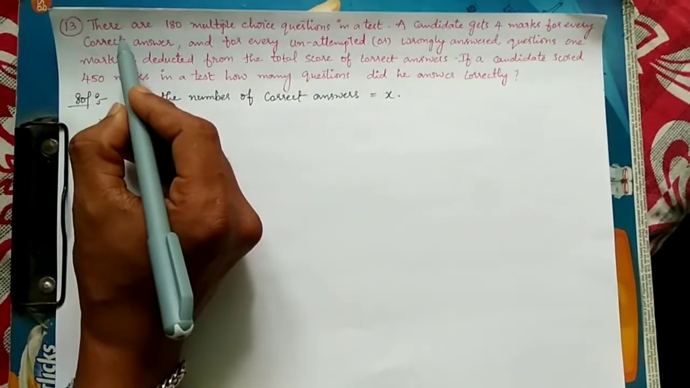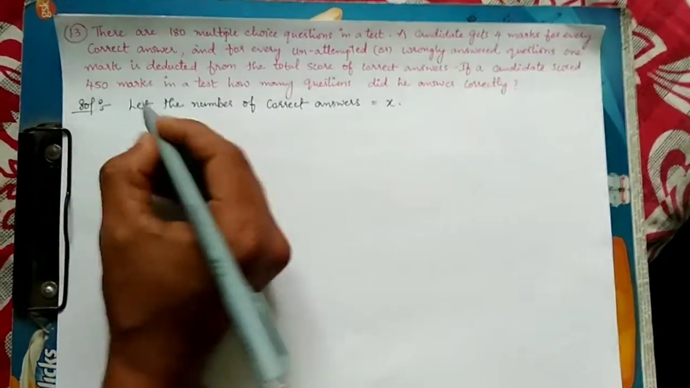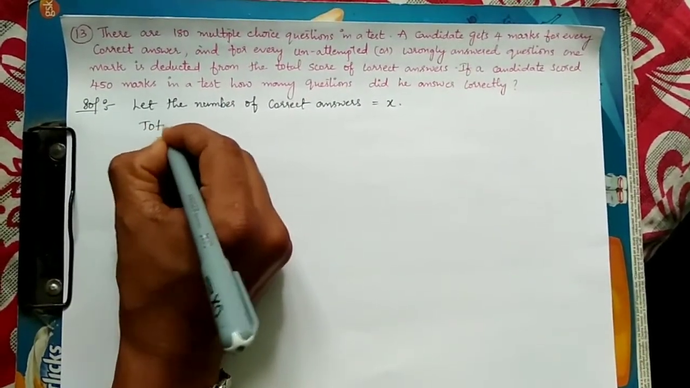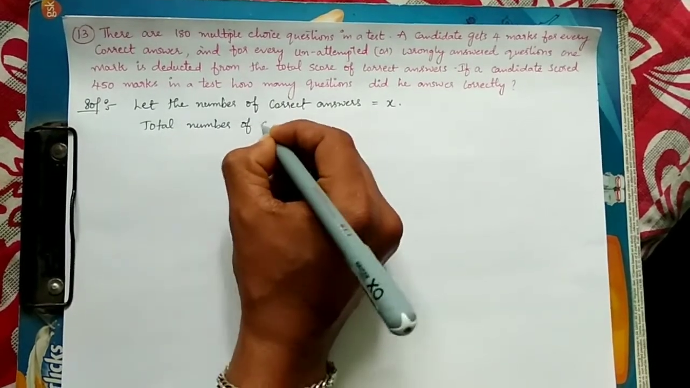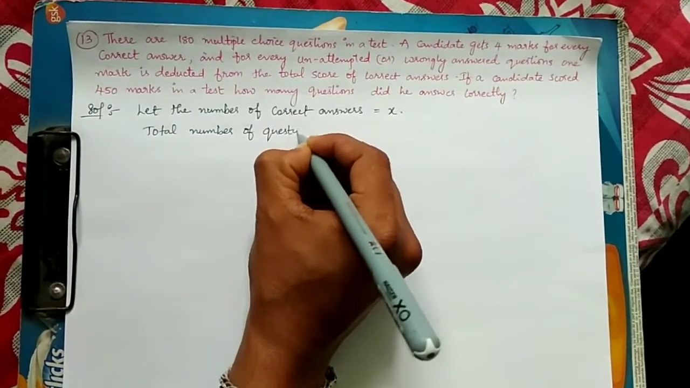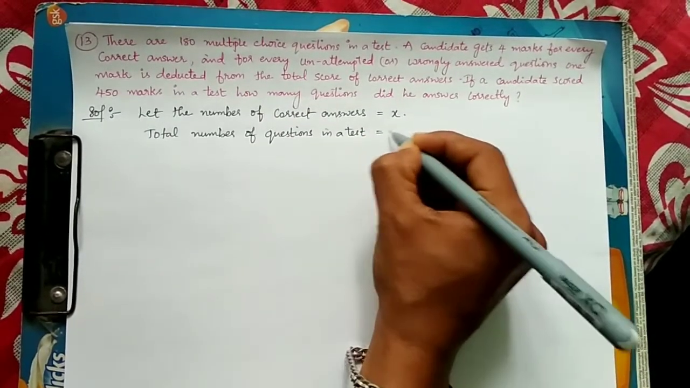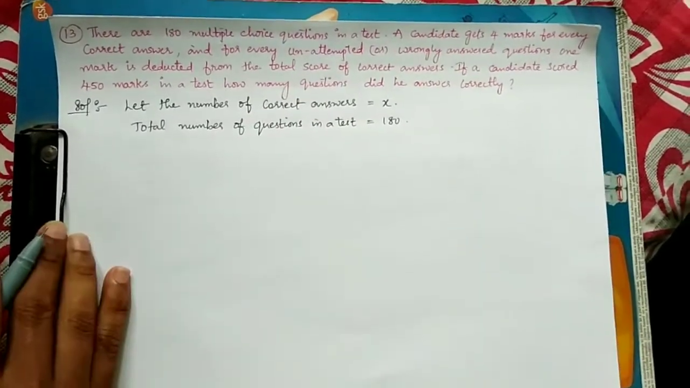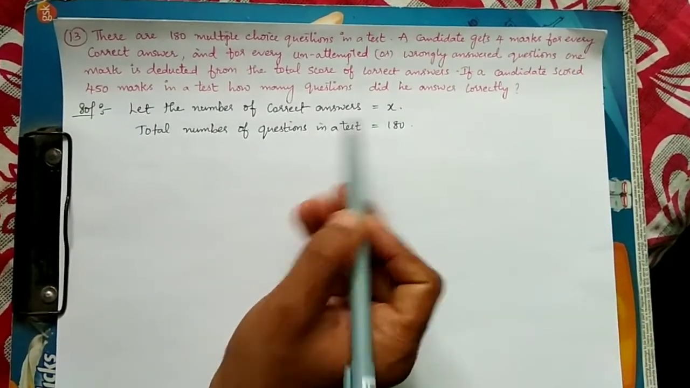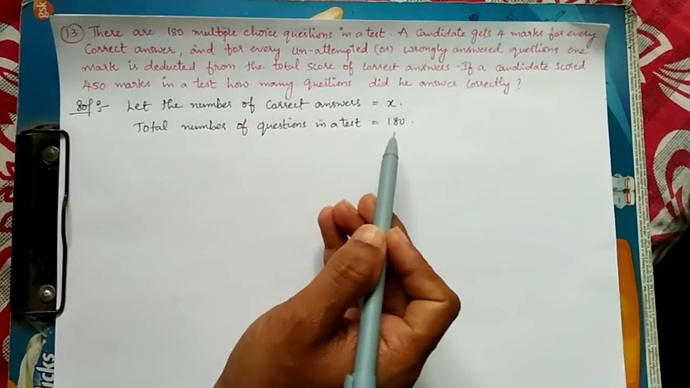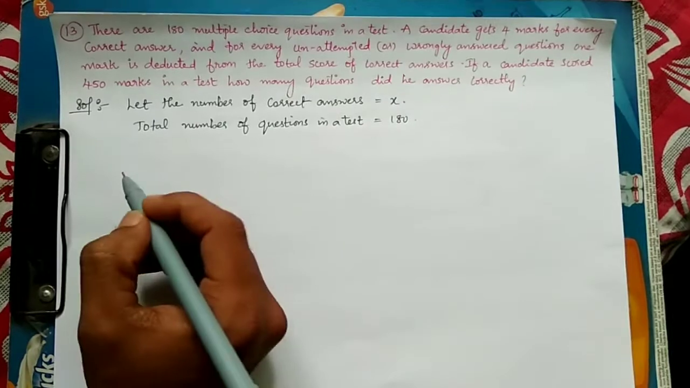Now in the given question, how many multiple choice questions are in a test? 180. So now I write: total number of questions in a test. Total number of questions in a test is 180. So number of correct answers is x, total number of questions is 180. Now from these two we can find the number of incorrect answers.